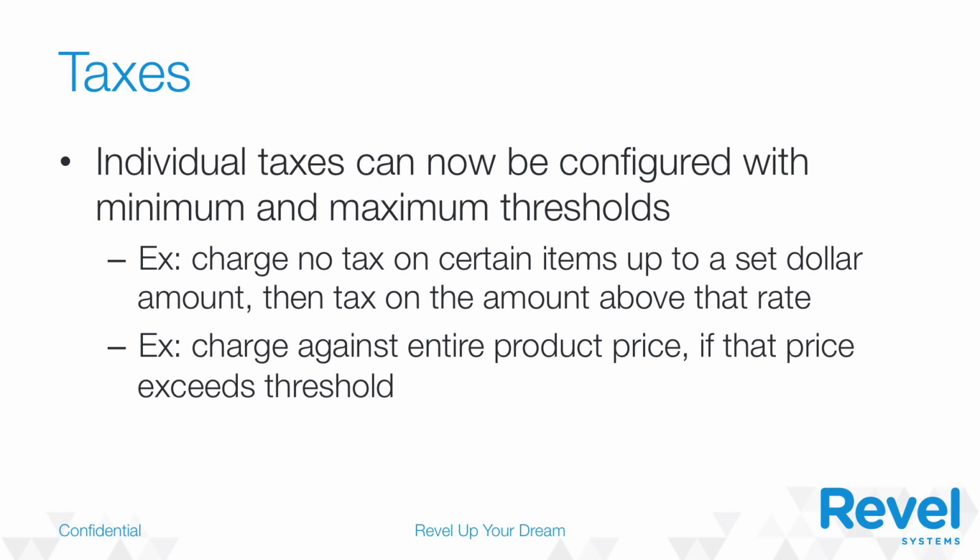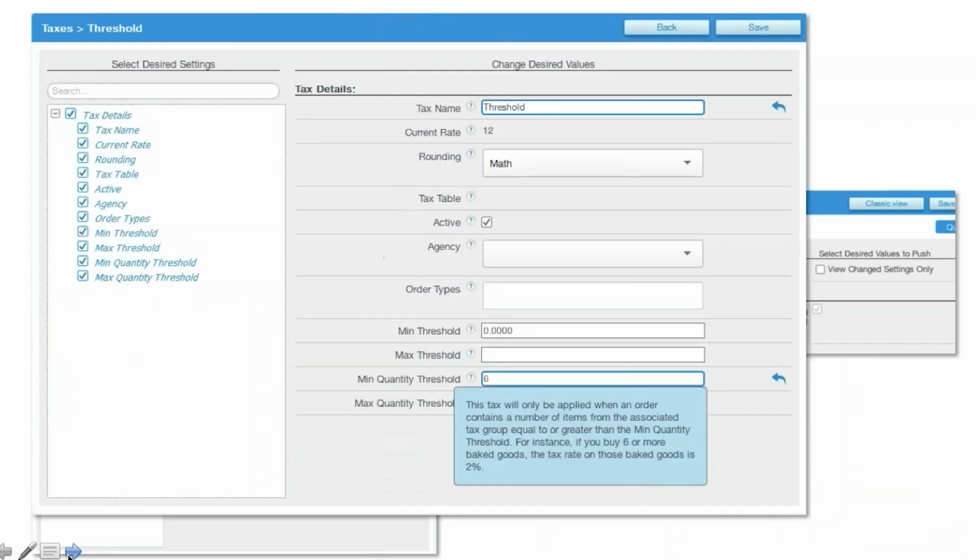So if we think about the setup here, this will be done in the tax sections here. The first thing I wanted to pinpoint right now, I'm looking at the min quantity threshold there at the bottom of the image. So with the min max quantity thresholds, this is obviously the number of items, the quantity. So for example, with the min quantity, the tax will be applied when an order contains a number of items equal to or greater than the amount you put here. So the example we're given is if you buy 6 or more baked goods, the tax rate on those baked goods will be 2% in this case.